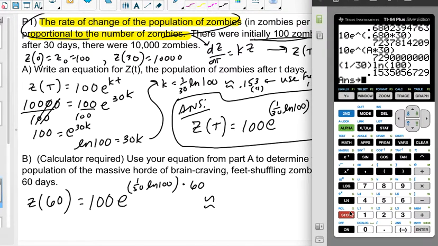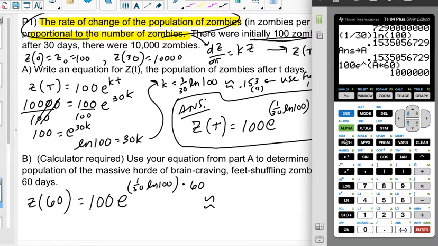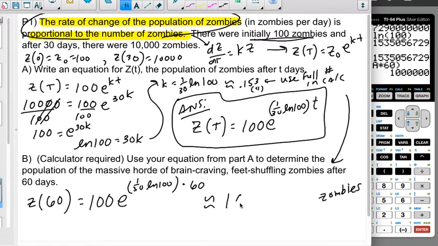So I'm going to store that as alpha a, and I can use it as a if I want. That's the easiest way to do it so that you don't have to type this whole ugly number twice. So I'm going to type in 100 e to the alpha a times 60. And that's the easiest way to do this. And I'm going to get that there are 1 million zombies. Okay, that's a lot of zombies. We're all in trouble, right?